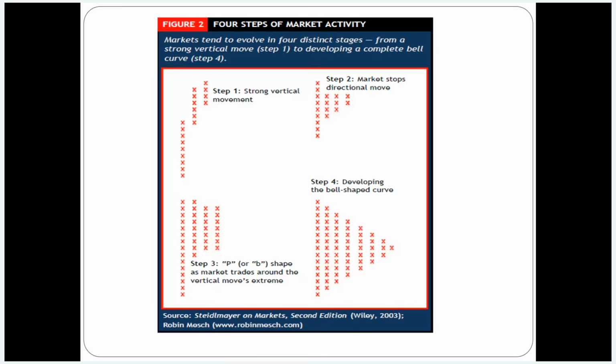Okay. Stage 1 is a vertical move. Price starts trending. Then it stops somewhere. The directional move will get stopped. The third is it retraces the trend. Then the fourth is it could complete the whole trend, making this kind of bell-shaped curve. So Peter Steidlmayer says this.